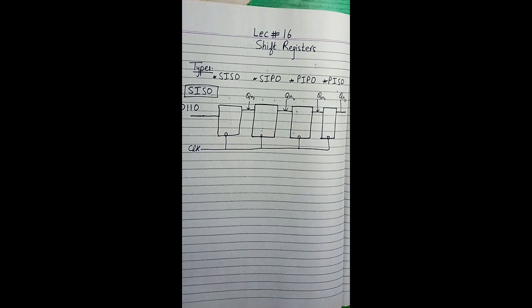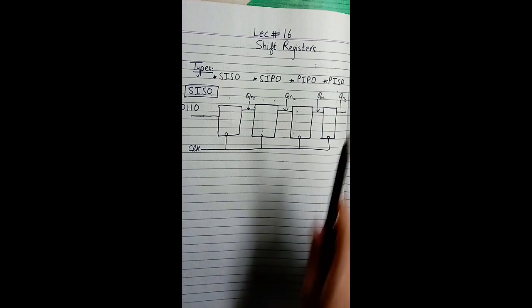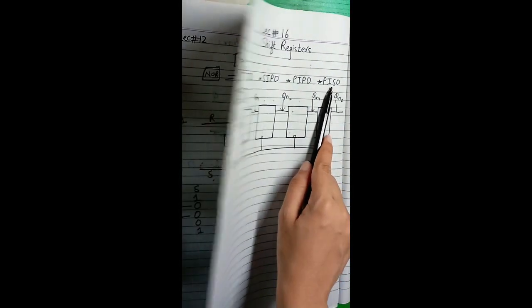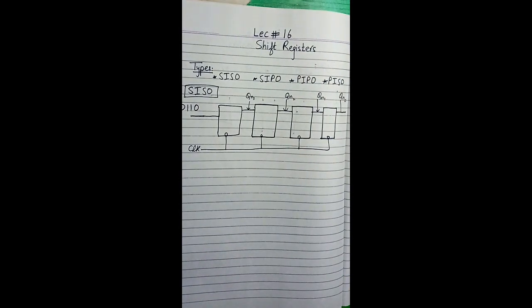Today we will start our 16th lecture of course Digital Electronics. In today's lecture we will study shift registers. It has 4 types: serial input, serial output; serial input, parallel output; parallel input, parallel output; and parallel input, serial output. These are the 4 types of the shift registers.